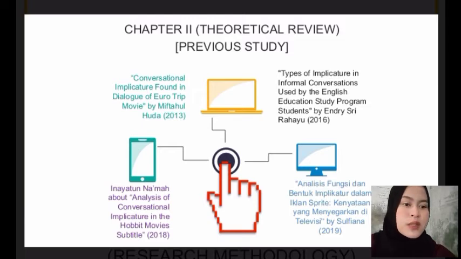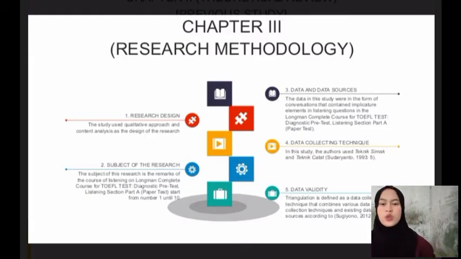So let's continue to the last chapter, chapter 3. It's about the research methodology. So the research design I use is a qualitative approach and content analysis as the design of the research.